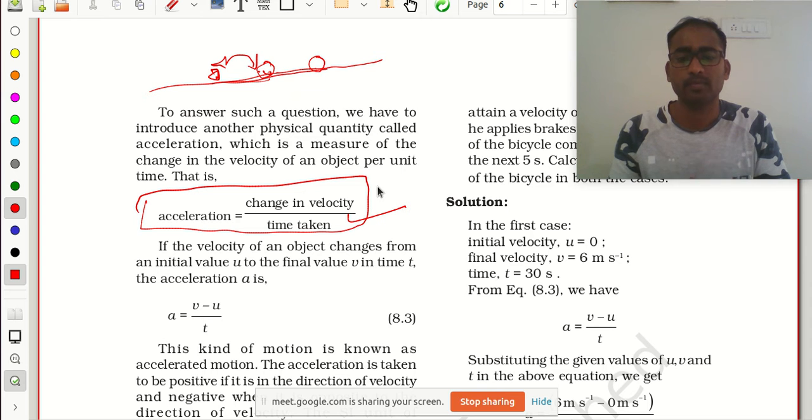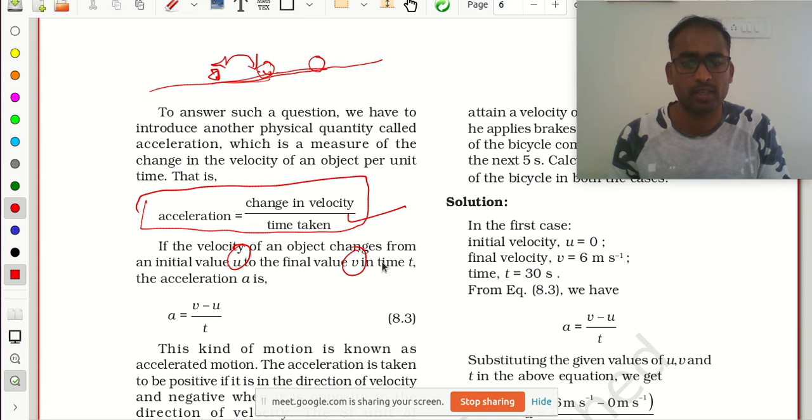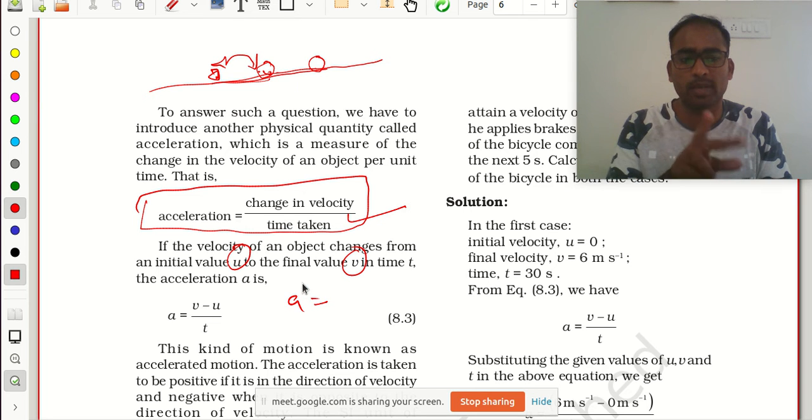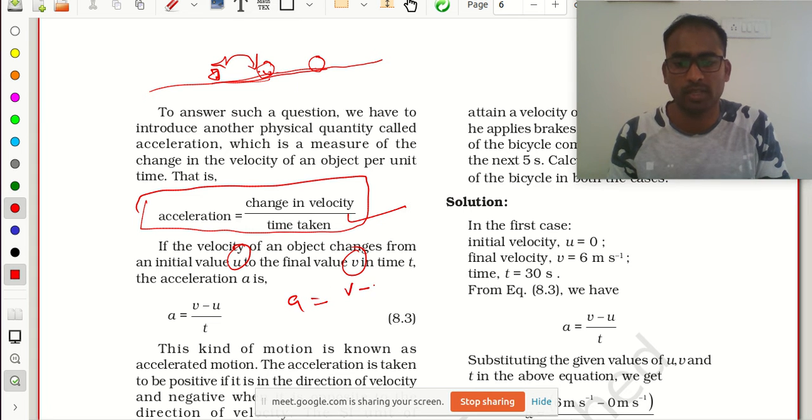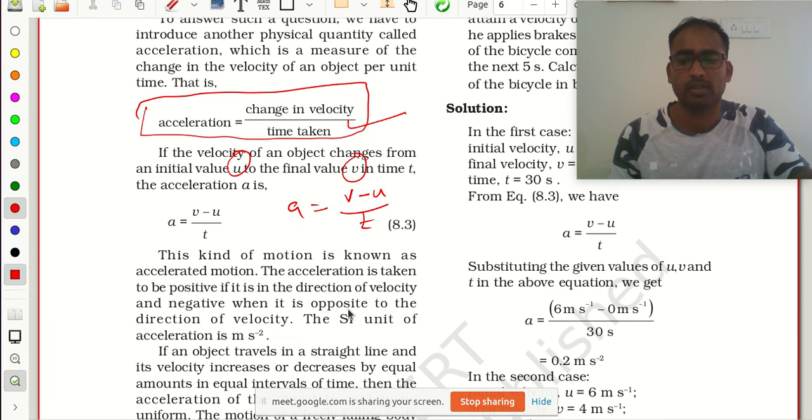Suppose we take our initial velocity as u, the final velocity as v, and the time taken as t. Then the acceleration a is equal to the change in velocity, that means final velocity minus initial velocity, v minus u, upon the total time taken t.